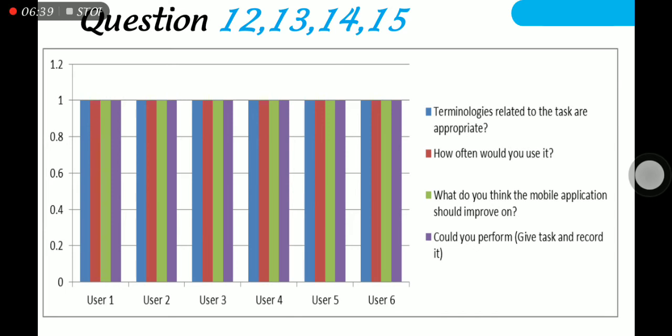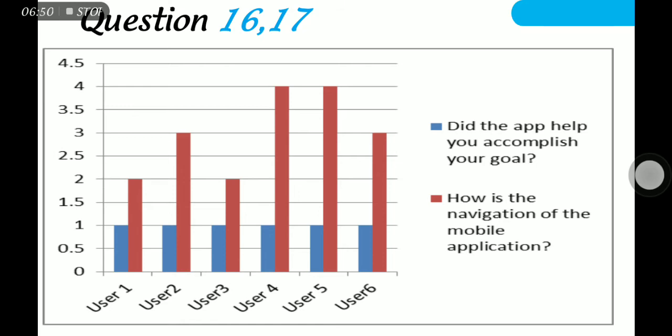The prototyping of the application is based upon the user interviews. Could you perform the tasks? Yes, they all performed some actions, some tasks that I gave to them. They performed them easily. Did the app help you accomplish the goal? All the users are satisfied. Yes, the app is easy. The app is helping them to accomplish their goal, to educate their children. Navigation of the application is also very easy.